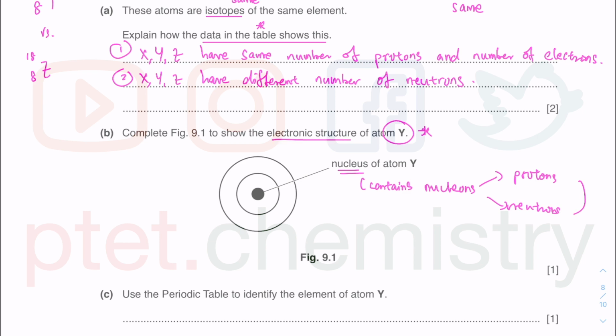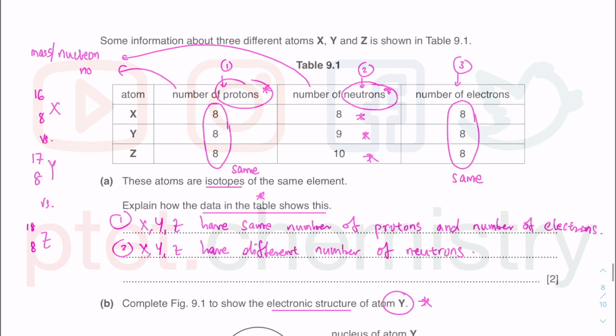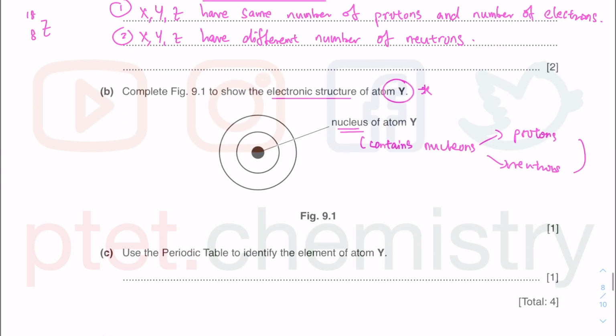They only want the electronic structure. They don't care about what is in the nucleus. So we show the dots and crosses for the electrons. Atom Y, so this is Y. We have 8 electrons for Y. So 2 in the first shell, and then you have to have 6 in the second shell, because 2 plus 6 gives me 8 electrons total, but I can only fit 2 electrons in the first shell. This leaves me 6 electrons in the second shell.